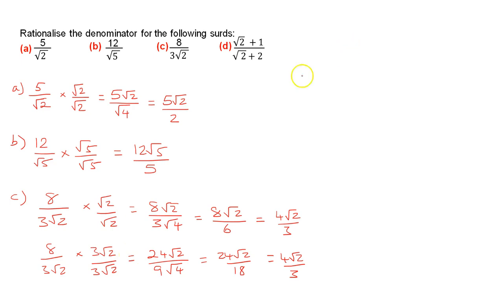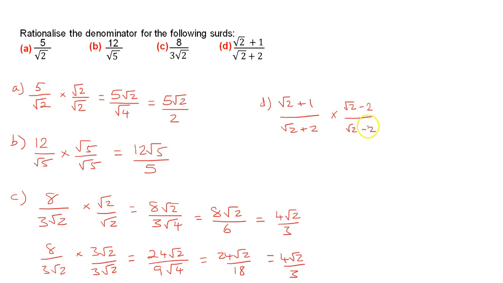Now finally for D, we've got root 2 plus 1 over root 2 plus 2. So I'm going to do that one at the side here. What we need to do here is use the difference of two squares to be able to rationalize the bottom. So what we're going to be multiplying by this time is the denominator, but with a different sign in the middle. So root 2 minus 2 in this case.